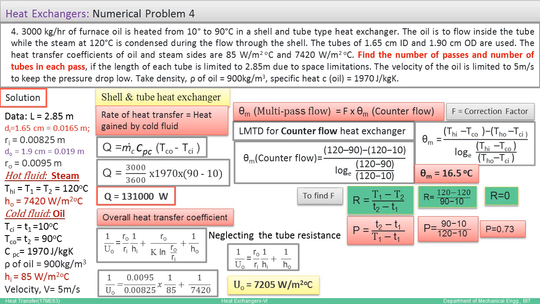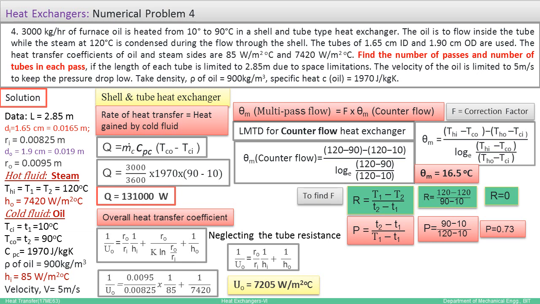Remember, when it comes to condenser or boiler, either P or R will become 0. This is a condenser problem. In the numerator of R, capital T1 minus T2 is there. So in case of condenser, this numerator will be 0 because T1 is equal to T2. So automatically R is equal to 0.